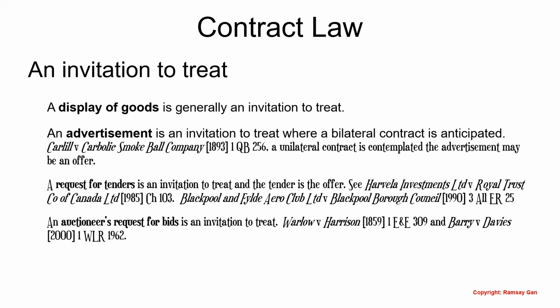Clearly, this is an invitation to treat. So there are several parts here. The first part of invitation to treat is a display of goods. Display of goods from the shop window, which you can see from outside the shop window, is generally an invitation to treat. Next, an advertisement. An advertisement is an invitation to treat, where a bilateral contract is anticipated. A very good example is Carlill versus Carbolic Smoke Ball. The next is request for tenders, request for prices, request for offer.